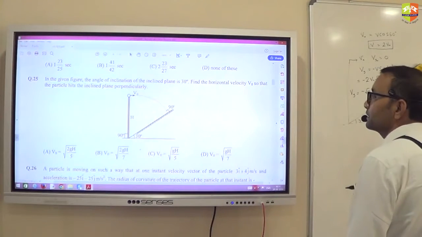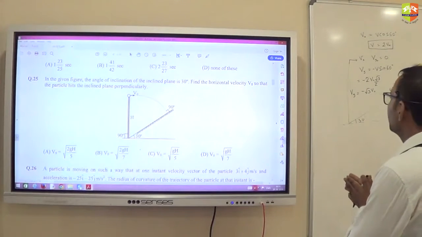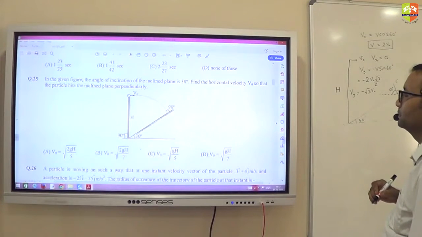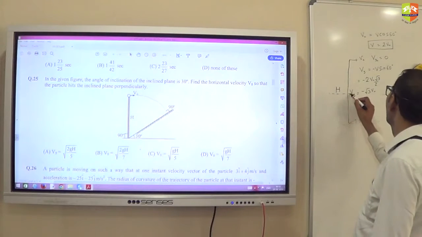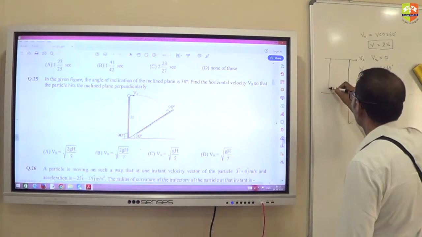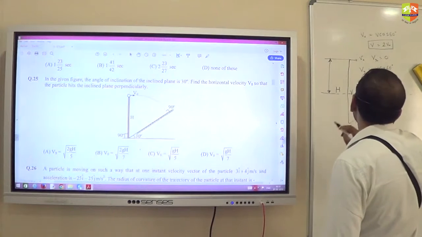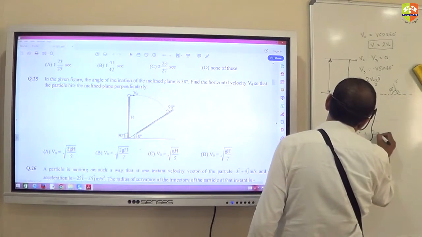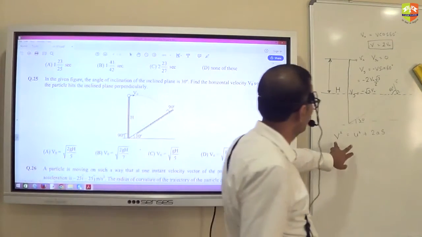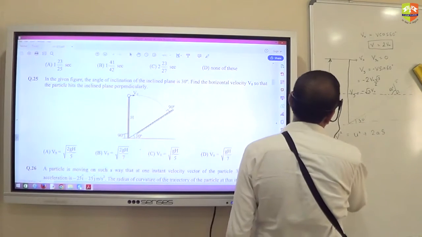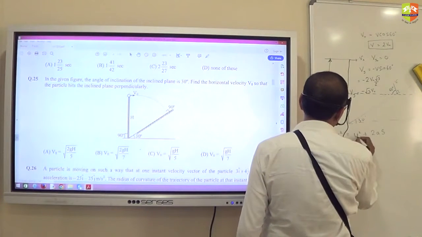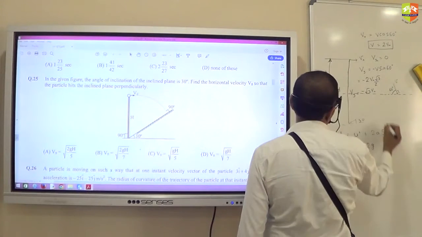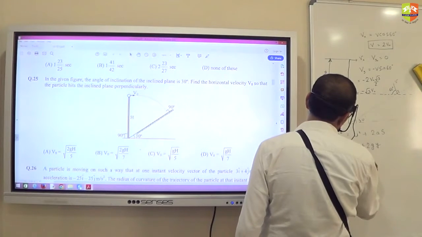Okay? What is asked is the value of V naught. Where is H? H is this. Displacement, suppose I am using V square equals U square plus 2AS along the vertical direction. I have the conditions for V and U, so I can get the value of S. The final velocity in the vertical direction is root 3 V naught, so V square is 3V naught square. The initial velocity in the vertical direction is 0, and this is 2g into the displacement, let's call it y, 2gy. So y is 3V naught square by 2g.